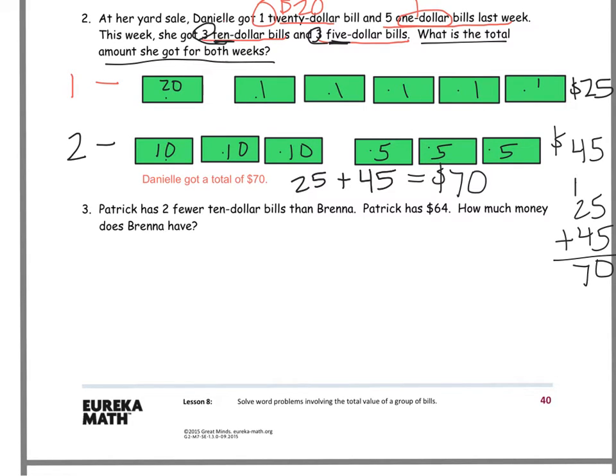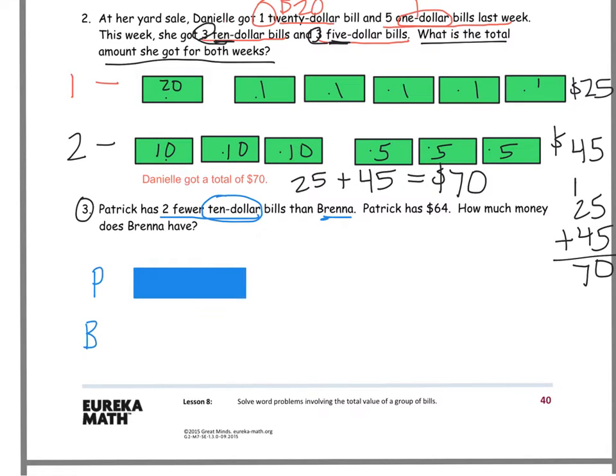So now let's take a look at question 3. And we see it says Patrick has 2 fewer, which means less, $10 bills than Brenna. Patrick has $64. How much money does Brenna have? So I'm going to do Patrick, and I'm going to do Brenna. And for this one, I'm going to draw myself a tape diagram.